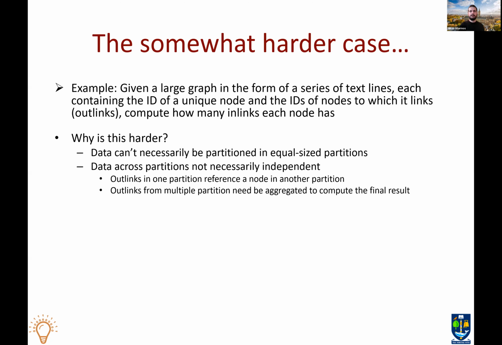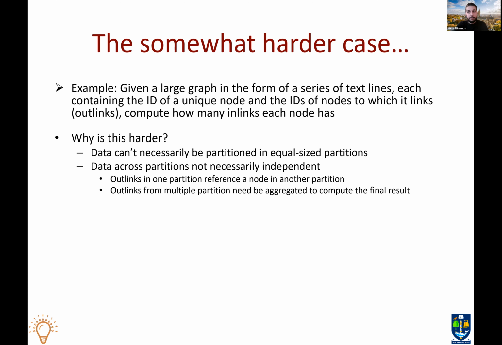Okay. But now data across partitions is also not necessarily independent. Outlinks in one partition will reference a node that might be in another partition. And what is actually the problem here is that outlinks from multiple partitions need to be aggregated to compute the final result. So there might be nodes in all of the partitions that have an outlink to my single node, right?